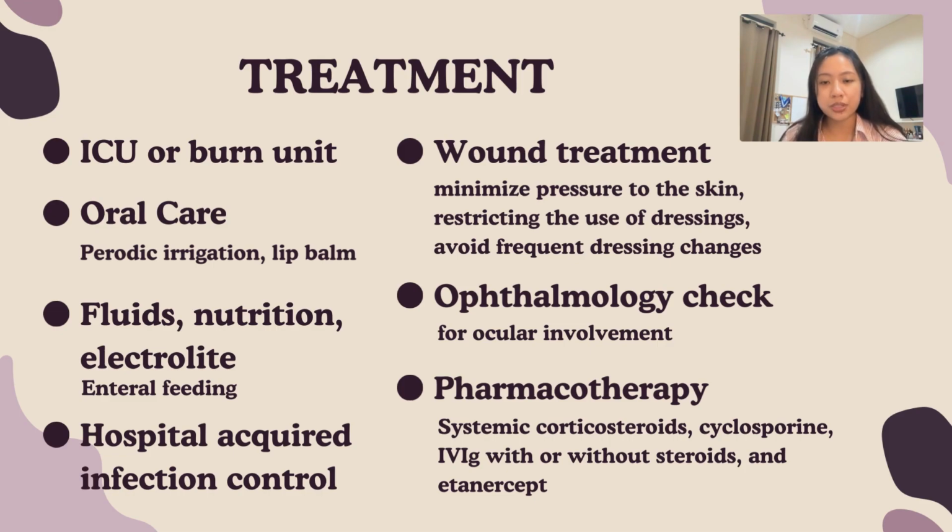Stevens-Johnson syndrome has the possibility of rapid growth and severe clinical manifestation. Thus, it requires ICU or burn care unit. It also requires close monitoring and breathing control by intubation and mechanical breathing. The patient should be given oral care with periodic irrigation with antiseptic solution or mouthwash, and also using lip balm such as Vaseline. We also have to manage fluids, electrolyte, and nutrition of the patient.